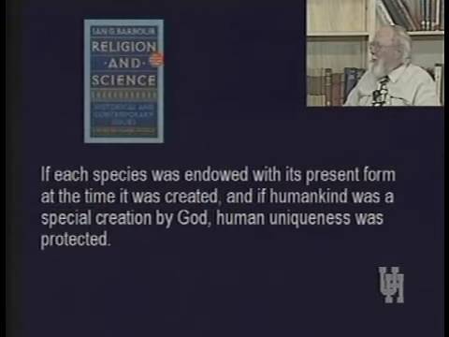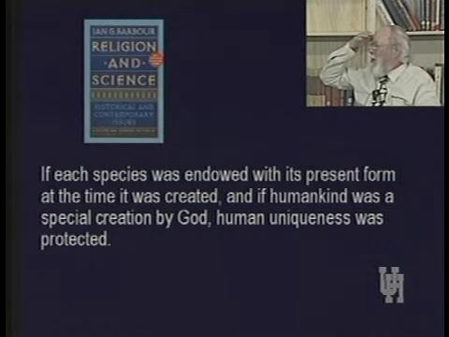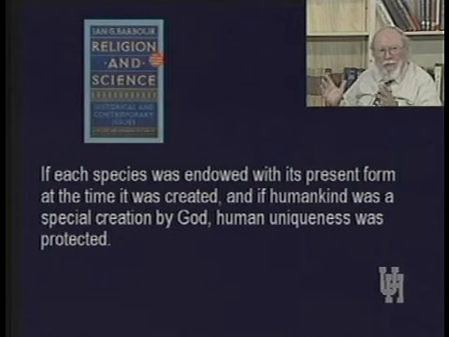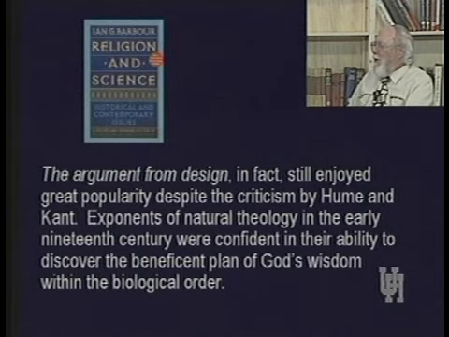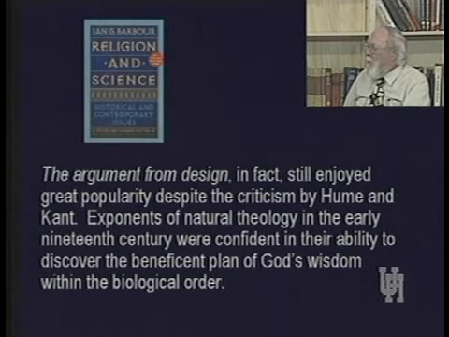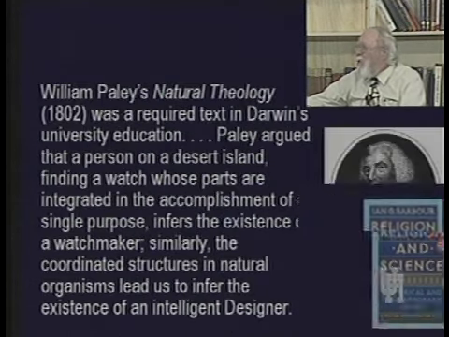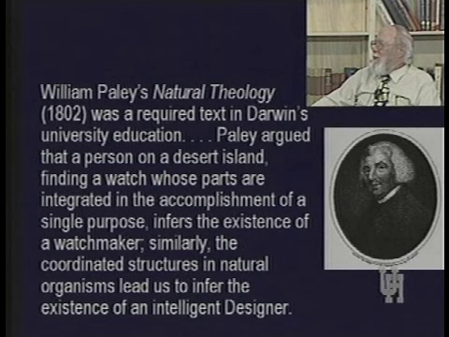If each species was endowed with its present form at the time it was created, and if humankind was a special creation by God, human uniqueness was protected, according to some people. The argument from design, in fact, still enjoyed great popularity despite the criticism by Hume and Kant. Exponents of natural theology in the early 19th century were confident in their ability to discover the beneficent plan of God's wisdom within the biological order. And that brings us to Paley's natural theology. And that was a required text in Darwin's university education.